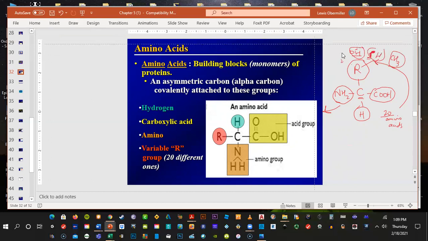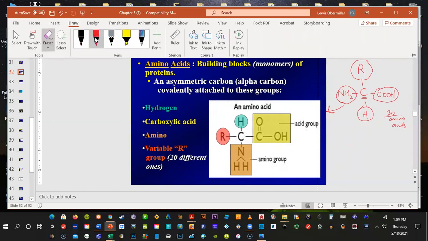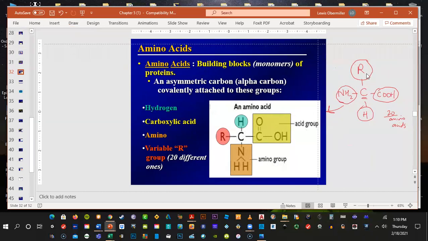I'm just giving these examples. You don't need to memorize the R groups. You don't need to know the R groups. You just need to know where the R group is. So on the test, you would need to be able to sort of draw this out. So it's pretty easy. You just need a carbon, amino, carboxyl, and hydrogen.